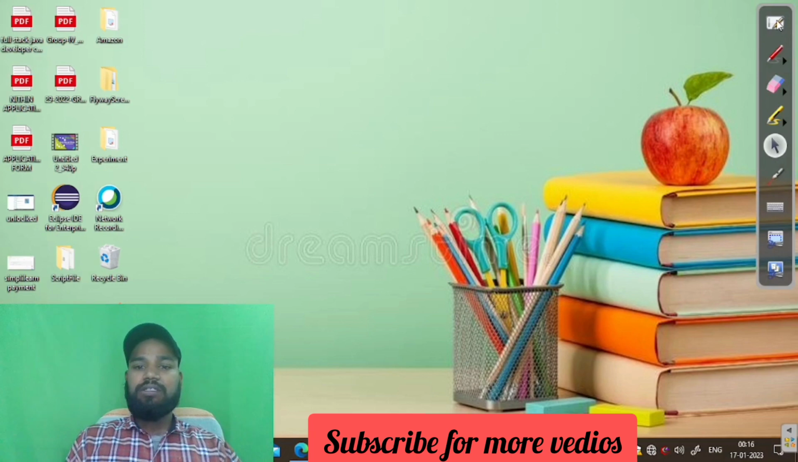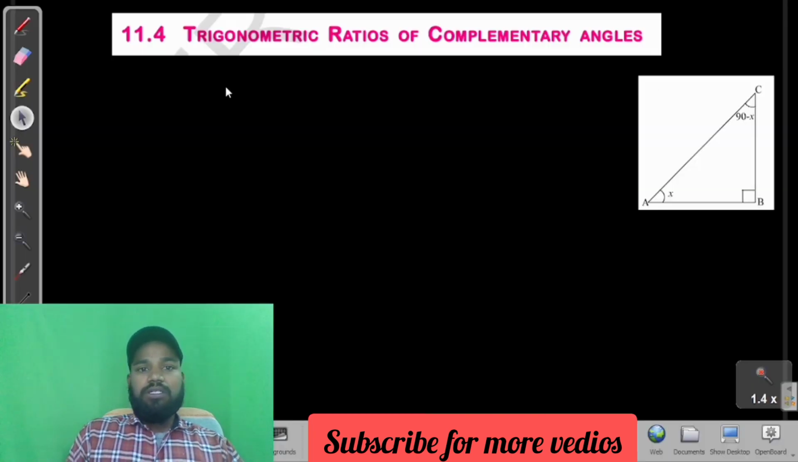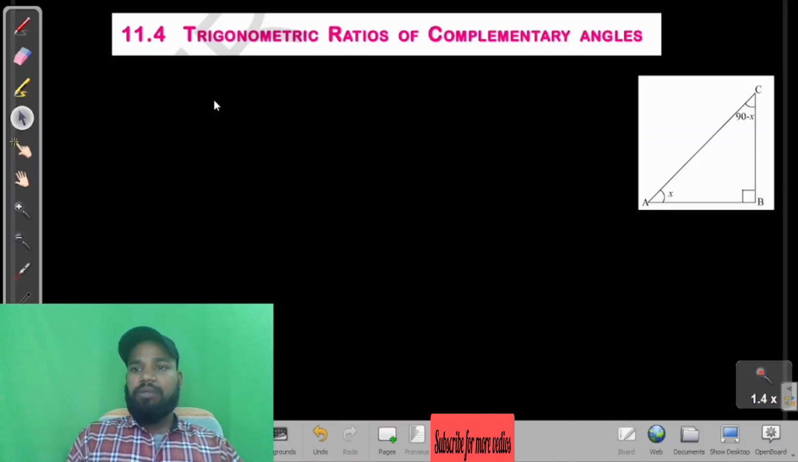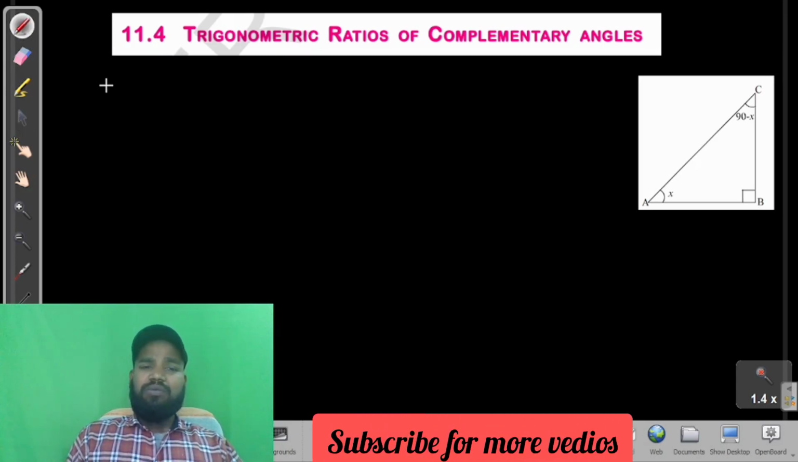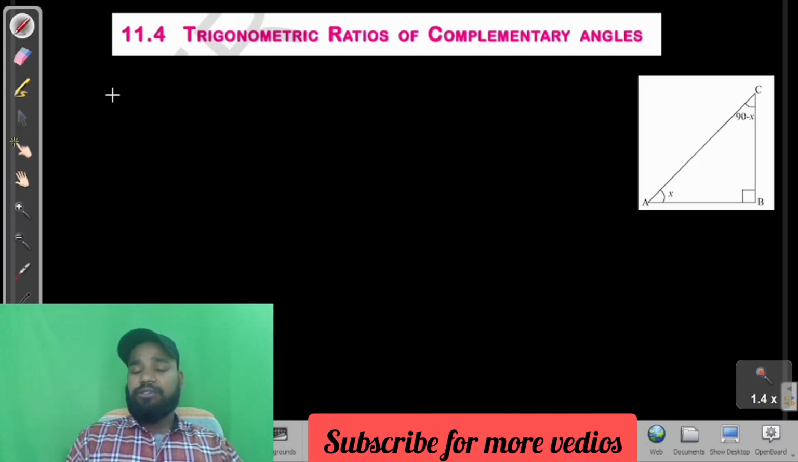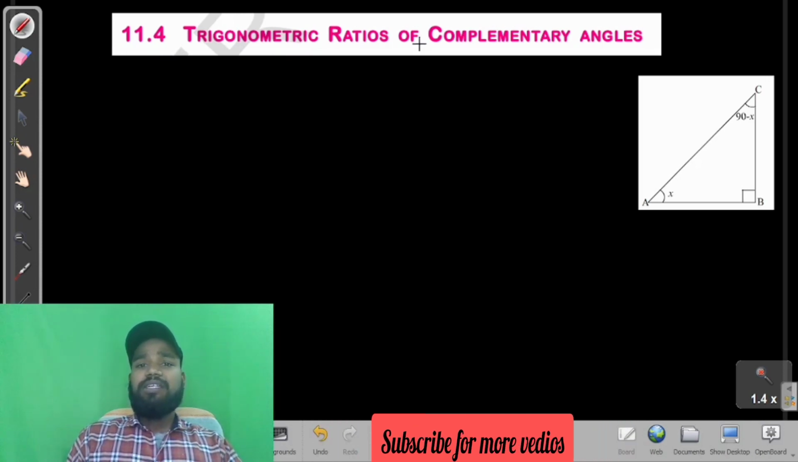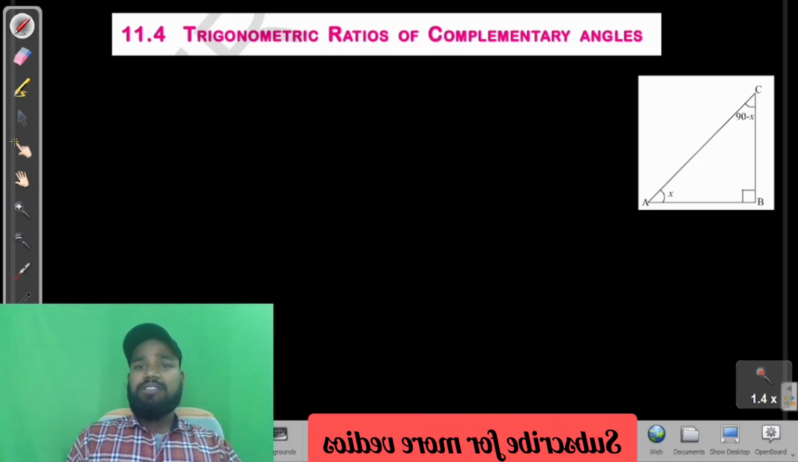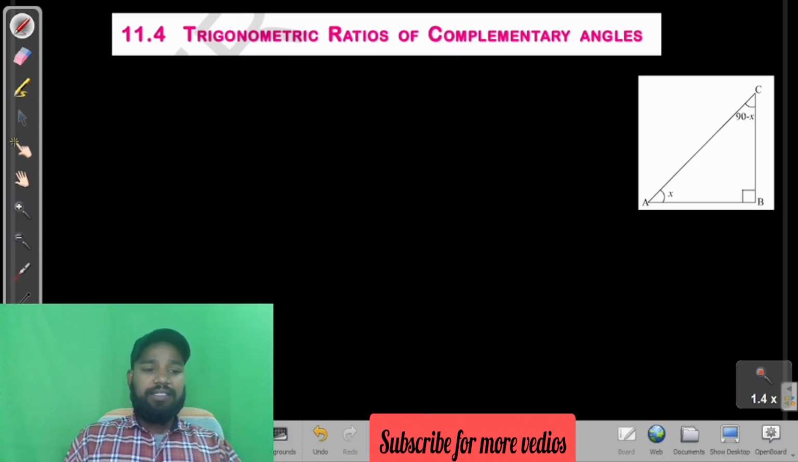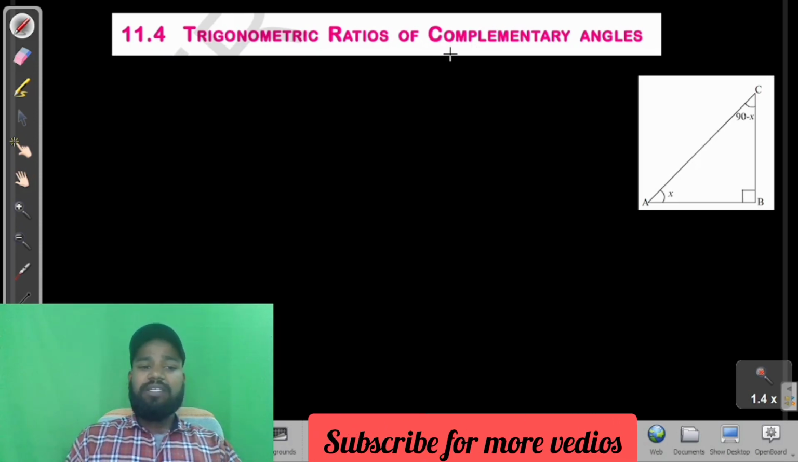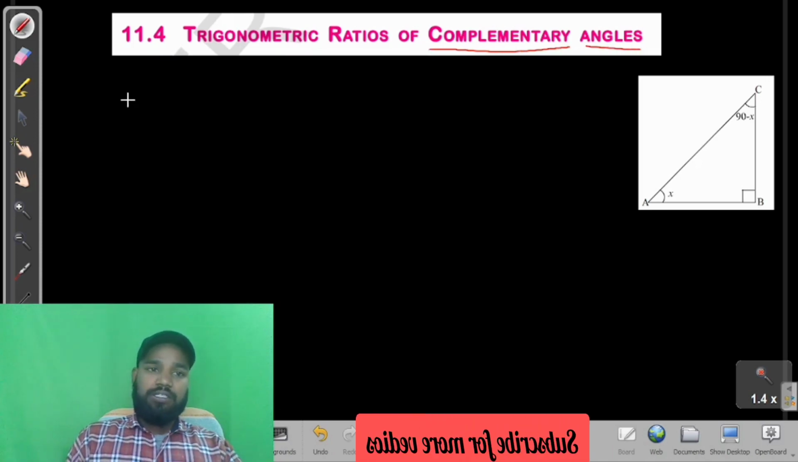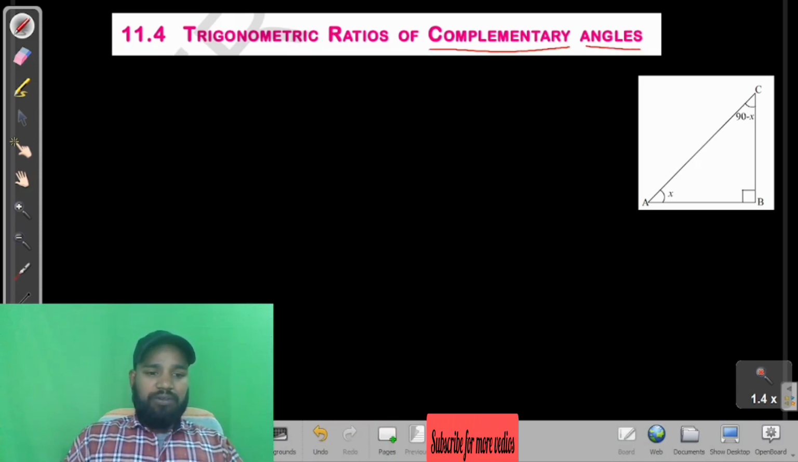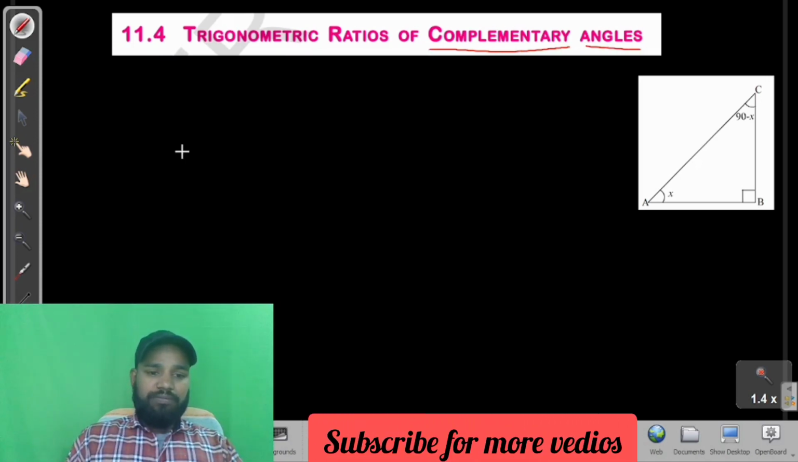So see here, as of now, trigonometric ratios of complementary angles. We already learned what trigonometric ratios are, right? The new thing here is complementary angles. So what is meant by complementary angles?